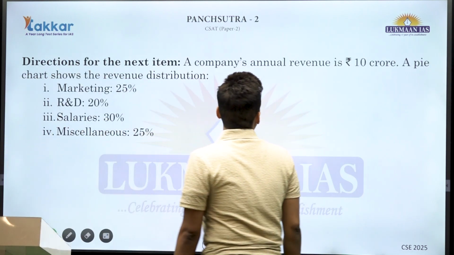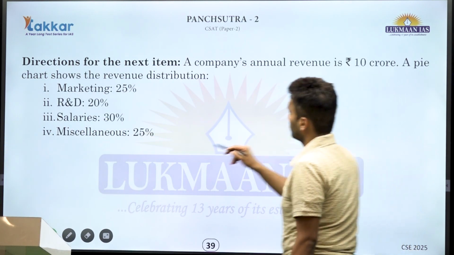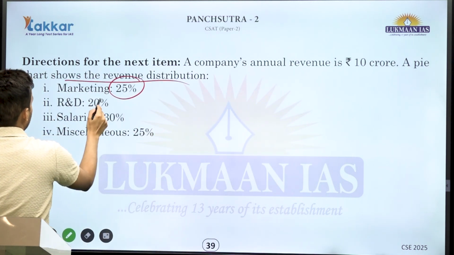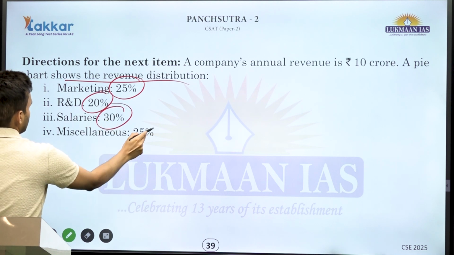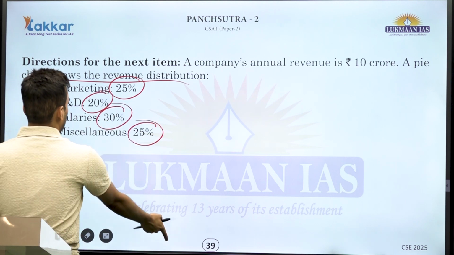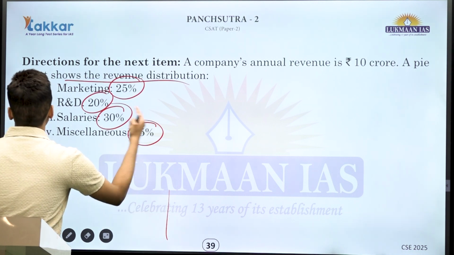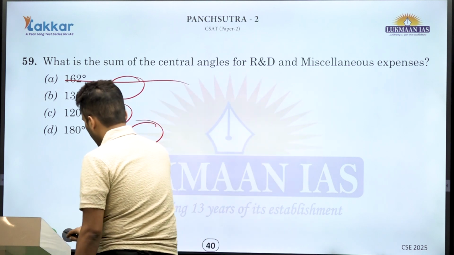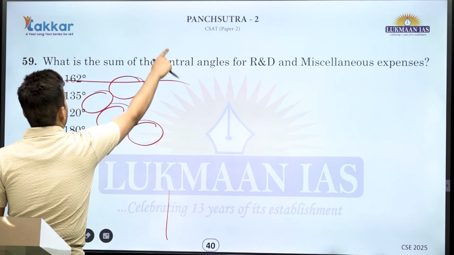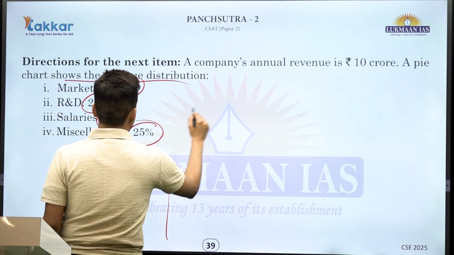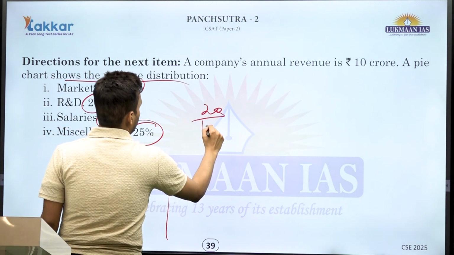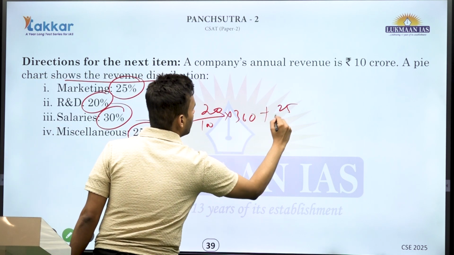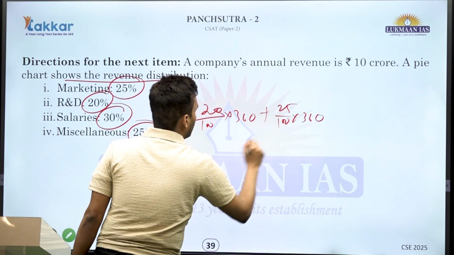Okay, now let's see. A company's annual revenue is 10 crore. A pie chart shows revenue: Marketing 25%, R&D 20%, salaries 30%, and miscellaneous 25%. So what is asked? What is the sum of central angles for R&D and miscellaneous? What is R&D? R&D is 20%. 20 by 100 into 360. And we need to add miscellaneous 25 by 100 into 360. Whatever the value is, that is the answer.